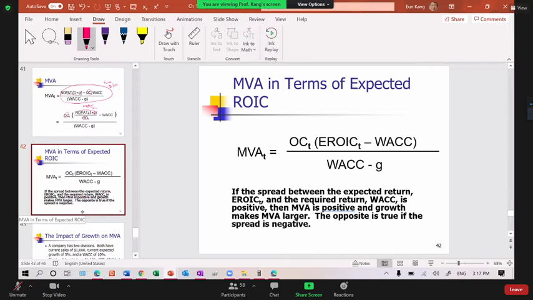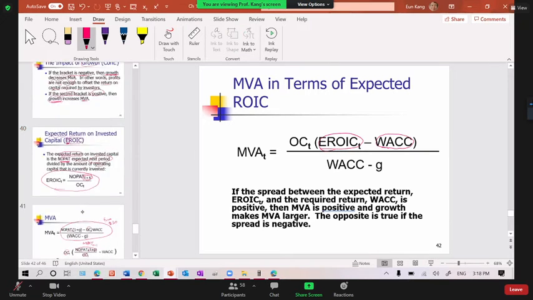Now look at this. There is no 1 plus G here. Why? Don't forget, WACC is like a return, so it's just one period, right? And ERYC, same thing. It's an expected return. So 1 plus G is gone because both are the same terms now, same concept. For you to calculate return, you need a period, right? So now with ERYC and WACC, there is no 1 plus G here, not anymore, right?